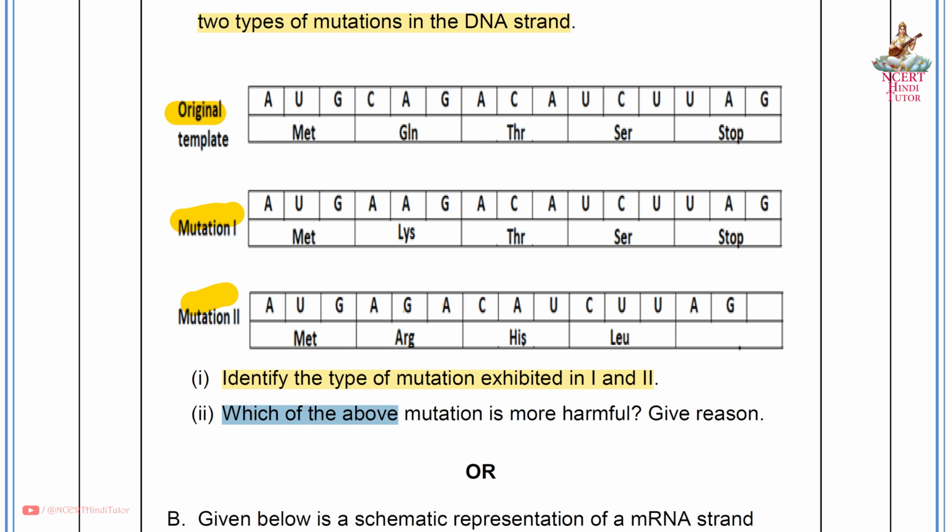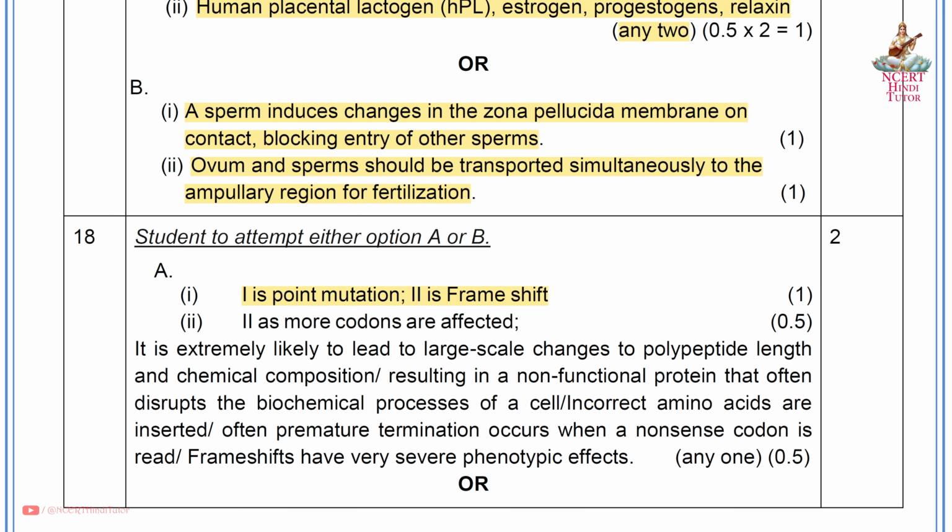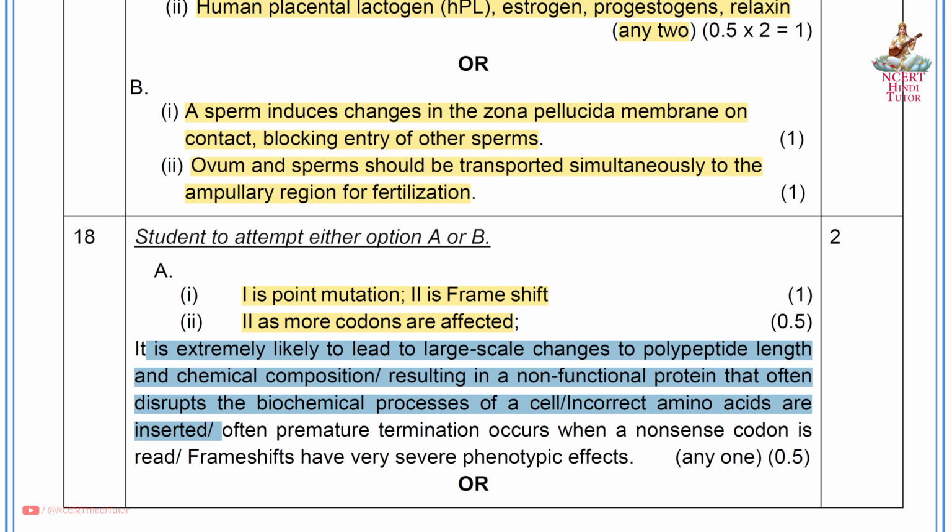Second, which of the above mutations is more harmful? Give reason. Answer. Second, as more codons are affected. It is extremely likely to lead to large scale changes to polypeptide length and chemical composition, resulting in a non-functional protein that often disrupts the biochemical processes of a cell. Incorrect amino acids are inserted. Often premature termination occurs when a nonsense codon is read. Frame shifts have very severe phenotypic effects.